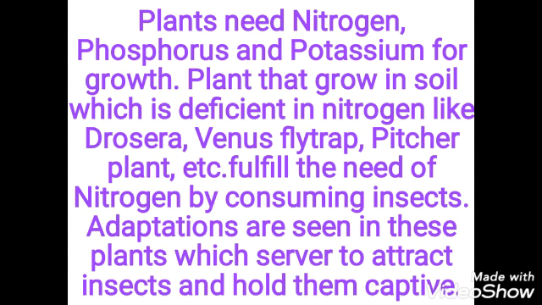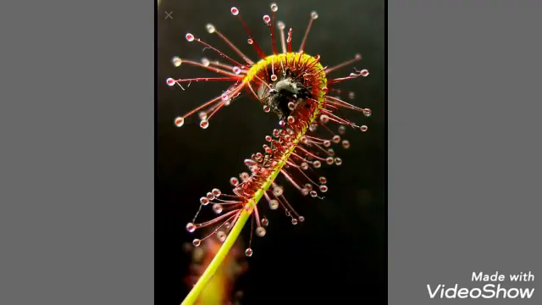Plants need nitrogen, phosphorus, potassium for growth. Plants that grow in soil which is deficient in nitrogen, like Drosera, sundew, Venus flytrap, pitcher plant, etc., fulfill their need of nitrogen by consuming insects. Adaptations are seen in these plants which serve to attract insects and hold them captive.